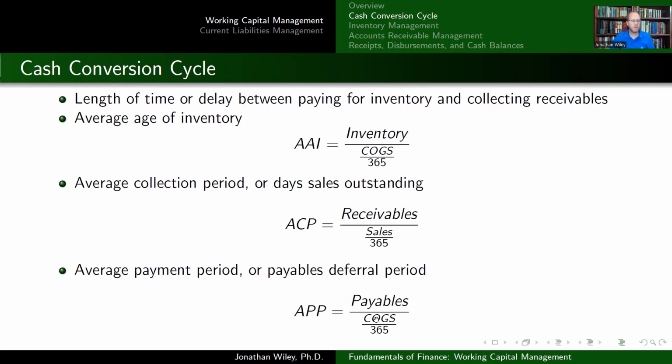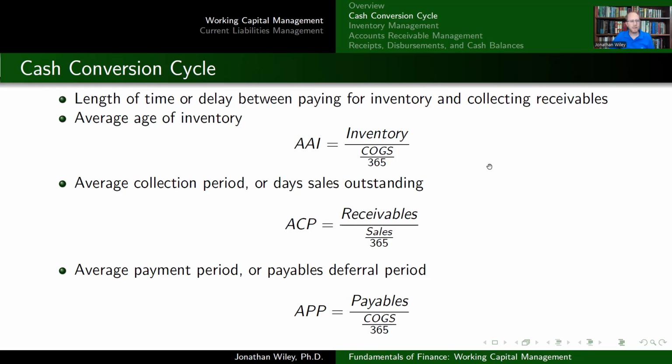So if my cost of goods sold per day is 1 million and I have $20 million of payables, I would take 20 million over 1 million of cost of goods sold per day. I have 20 days worth of cost of goods sold sitting in payables. And basically what that's telling me is, on average, it's taking me 20 days to pay. So when I start putting this all together, what we're trying to get at, again, is that length of time or delay between when I have paid and then when I have collected.